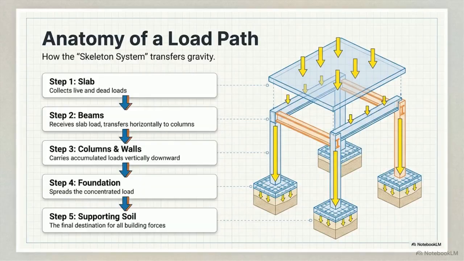This diagram isolates how a skeleton routes gravity. Step 1. Slabs collect permanent dead loads and temporary live loads. Slabs push this weight horizontally into beams. Beams funnel forces down vertical columns. Finally, the foundation spreads this massive, concentrated load evenly into the supporting soil.